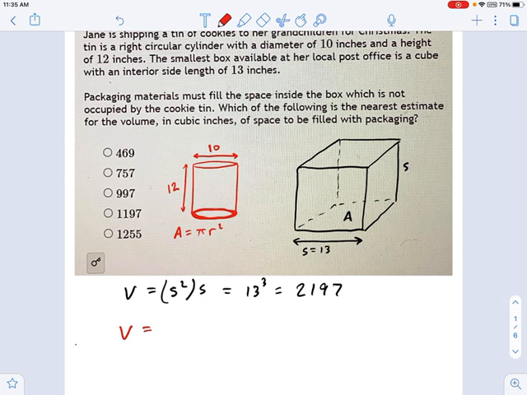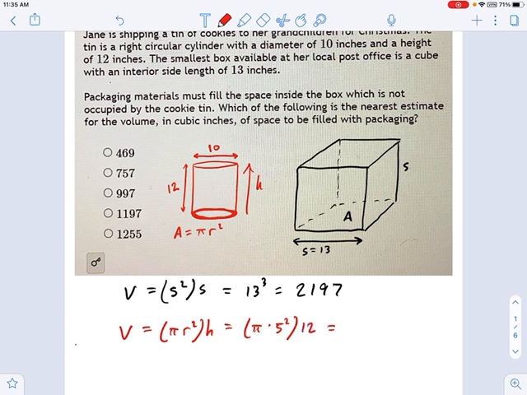Now the radius is half the diameter. So I'll just say pi r squared. That's the easiest way to say it. And then I'm going to take that base and multiply it upwards times the height of this cylinder. So it's pi r squared times h. That's the formula for the volume of a cylinder. Now, the radius is 5 because the diameter is 10. So we're dealing with pi times 5 squared times a height of 12.